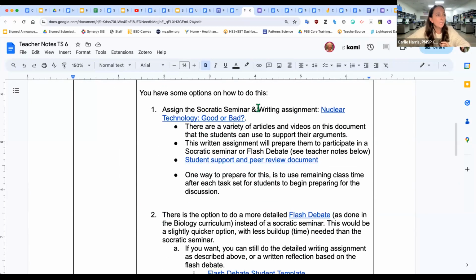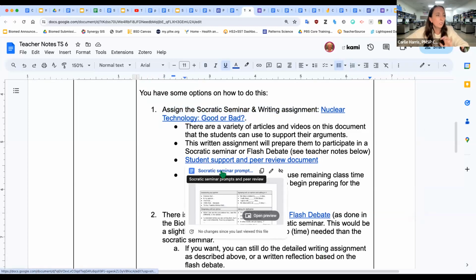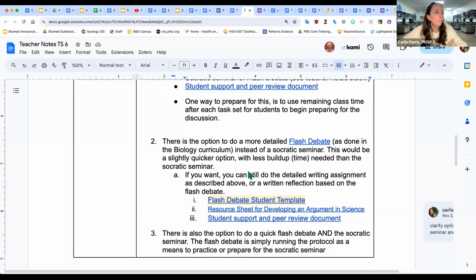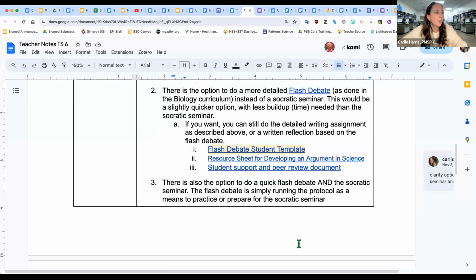You've got the Socratic seminar and the writing assignment. There are resources here for students, like for student talk. I will print these out to give students so that they can sit there with sentence frames to help them engage in the conversation. And then here are the flash debate options.